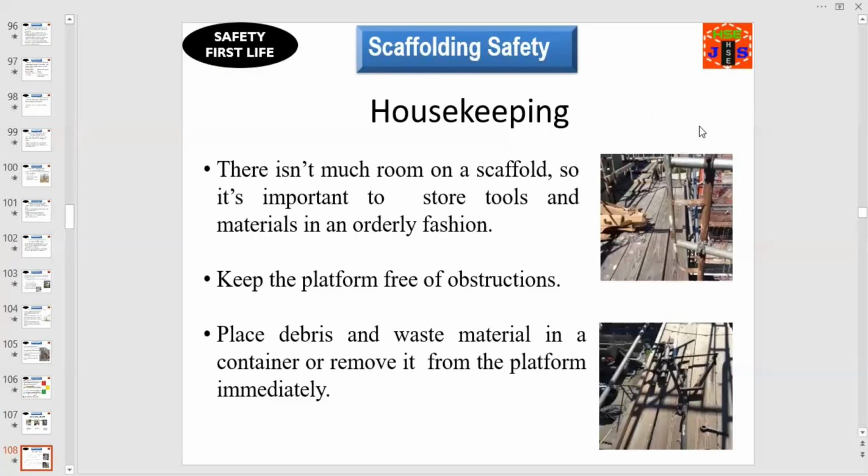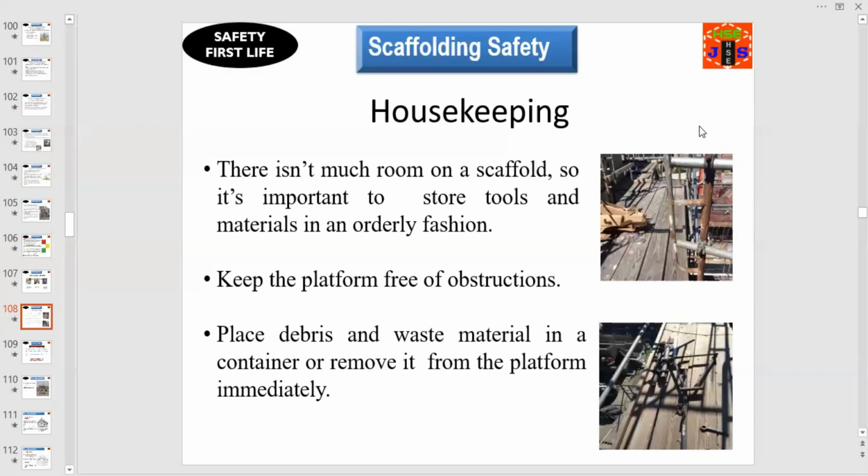All of us always ignore or neglect housekeeping, but housekeeping is very, very important to keep the scaffolding safe. We have to maintain housekeeping here as well. There is not much room on a scaffold, so it's important to store tools and materials in an orderly fashion. Keep the platform free of obstructions. Place debris and waste material in a container or remove it from the platform immediately.